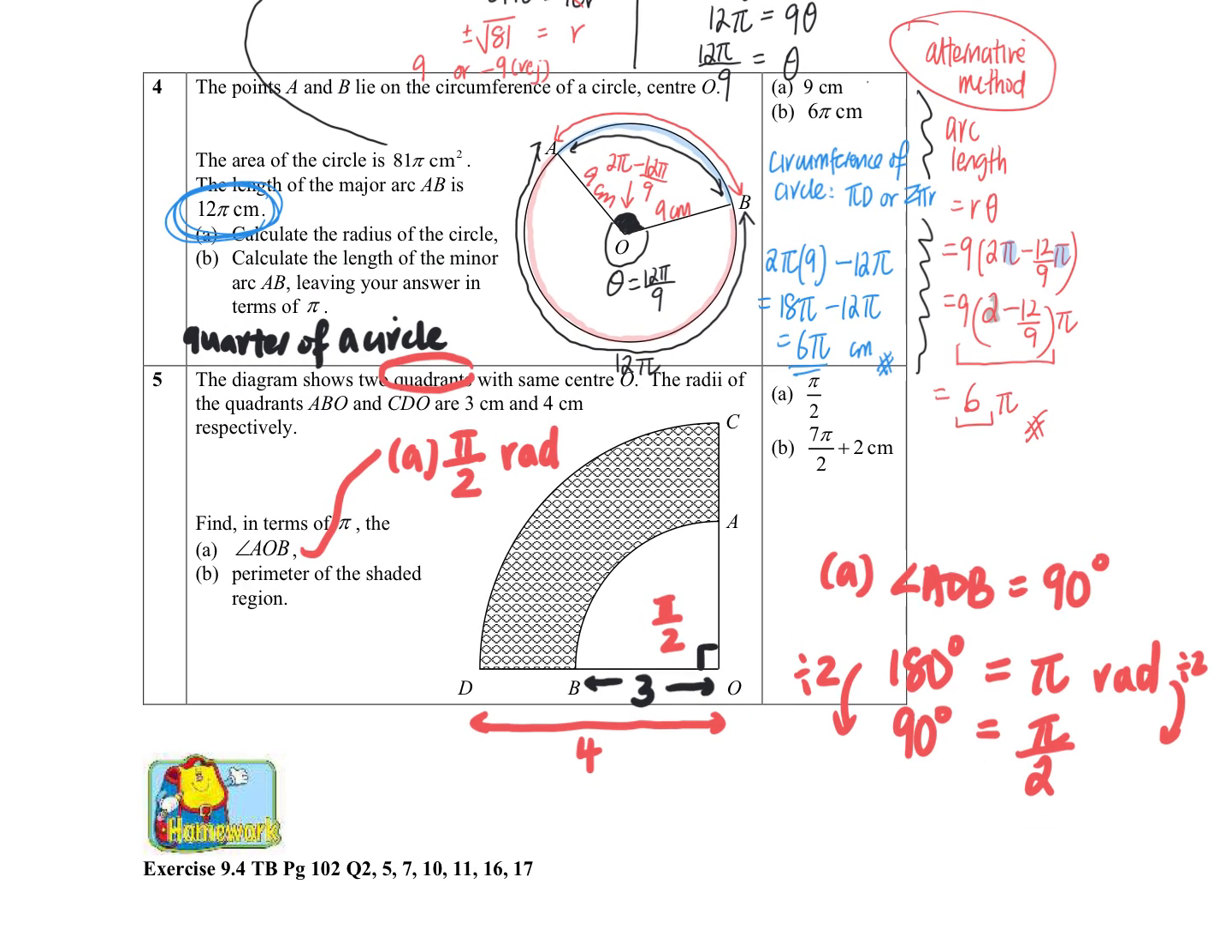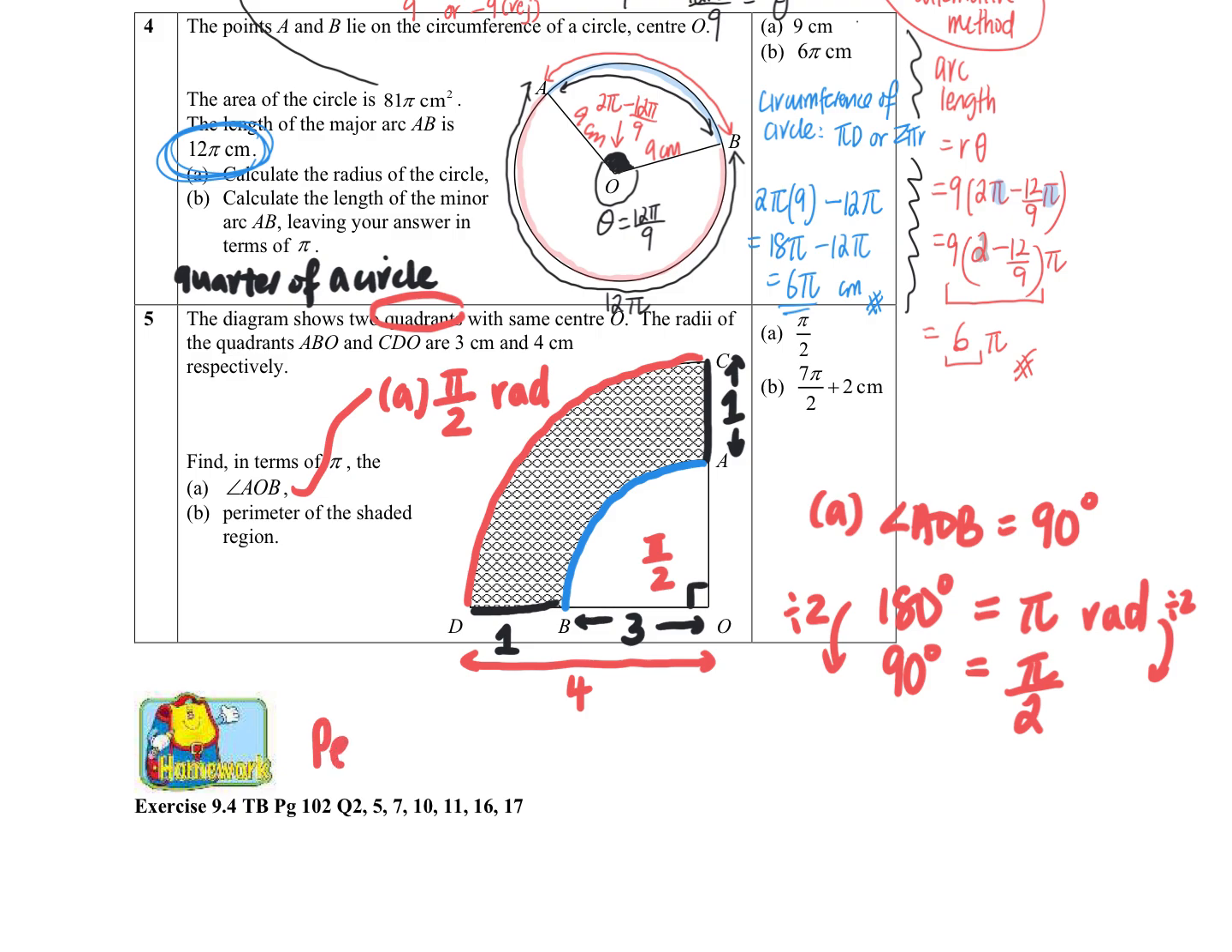Okay, last one, perimeter of the shaded region. So I need this one which is 1, and this one which is 1. I just need the two other lengths, this arc and this one. So first thing first, perimeter. I add up the two ones first, 1 plus 1. Now I want to find the blue length. How to find this arc?